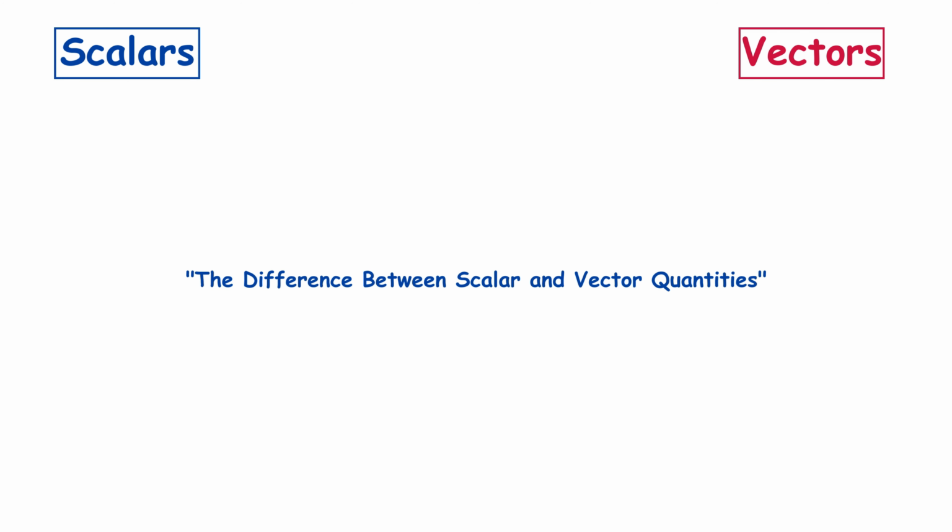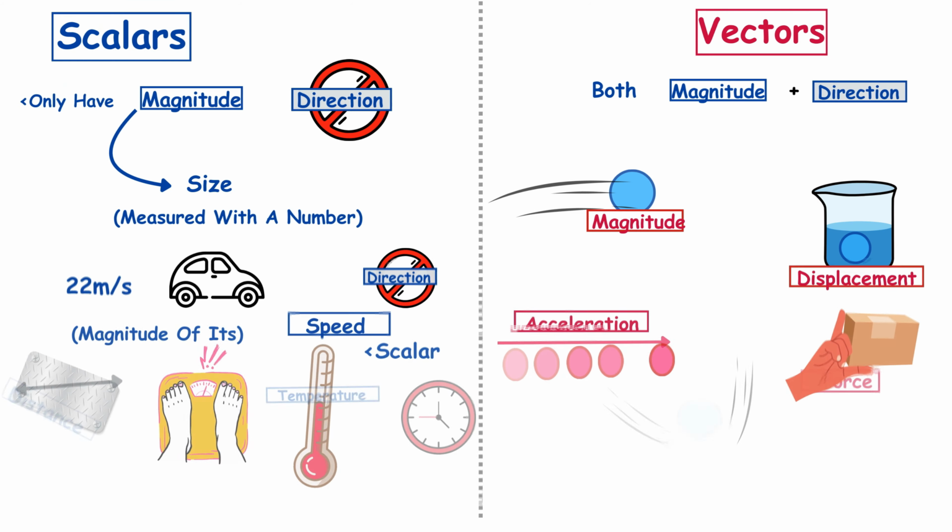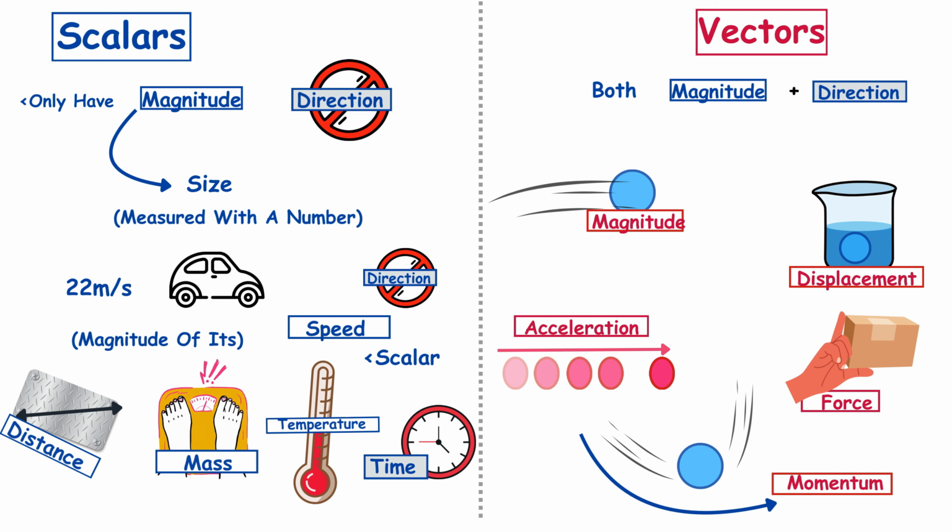In today's video, we are going to explore the difference between two fundamental types of physical quantities, which are known as scalar quantities and vector quantities, although they are often simply referred to as scalars and vectors. Scalars are physical quantities that only have a magnitude and do not include any information about direction. To clarify, magnitude is just another term for size or amount, and it can be expressed using a numerical value.